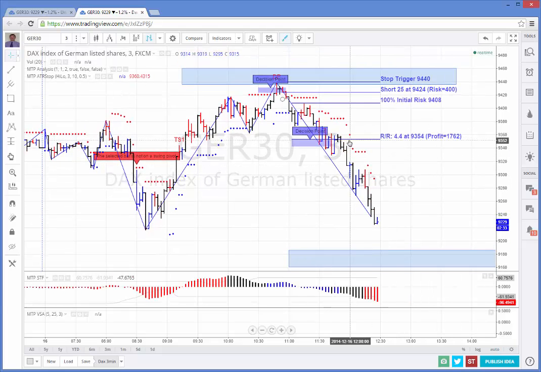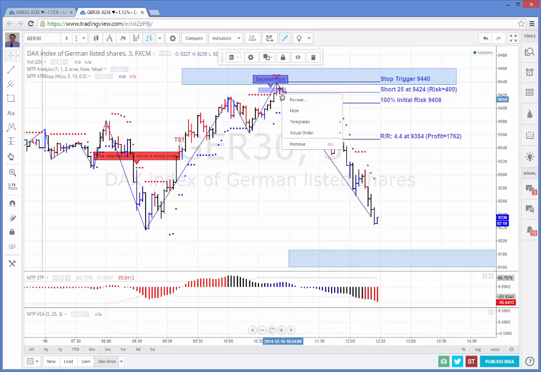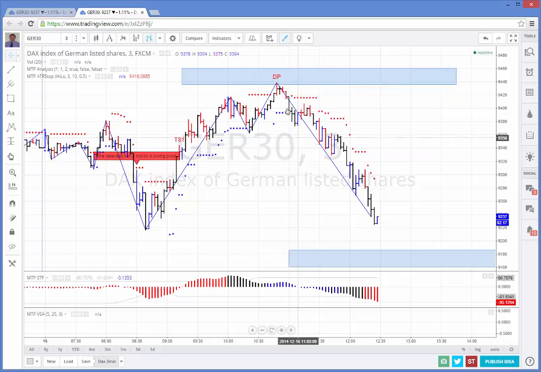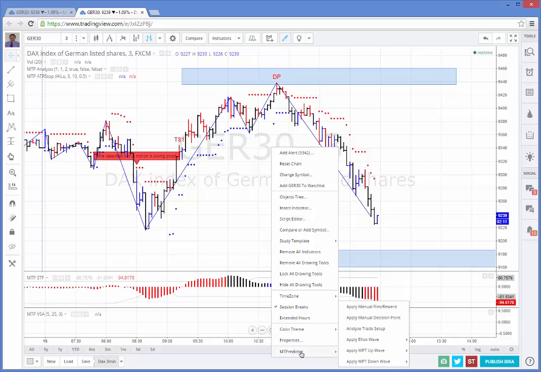So rather than coming out at the first target here, you can see how you had the higher time frame support here. So you could say, well, I don't want to come out at the first target. I anticipate this is going to go down to the larger degree support zone, so let's now place the risk reward on at that level. I'll just take the automatic analysis off. For this we have a manual risk reward tool. If I right mouse click, MTPredictor, apply manual risk reward.